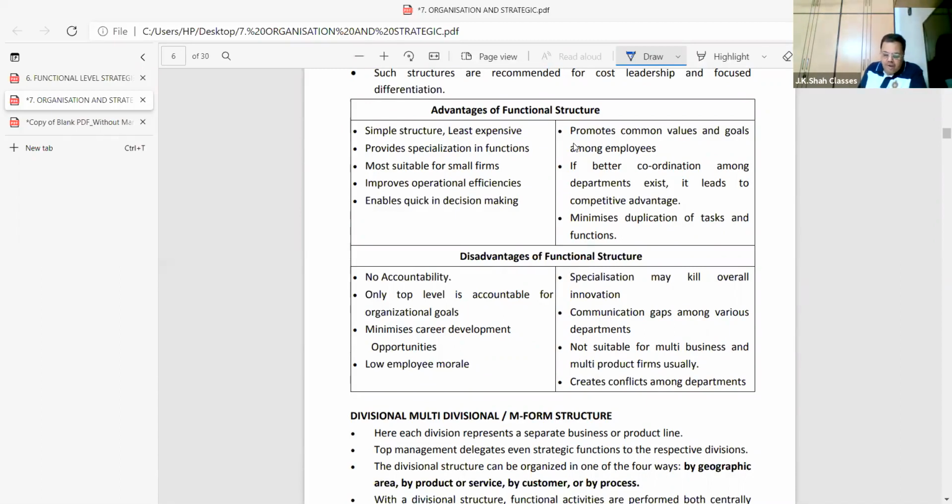Only top level is accountable for organizational goals. Minimizes career development opportunities. What would you remain? Ram Prabhu sir will remain only the head of the accounts department. He'll only get salary. He'll never become the owner. He'll have to do whatever the owner of the class tells him to do. Low employee morale. Morale becomes less.